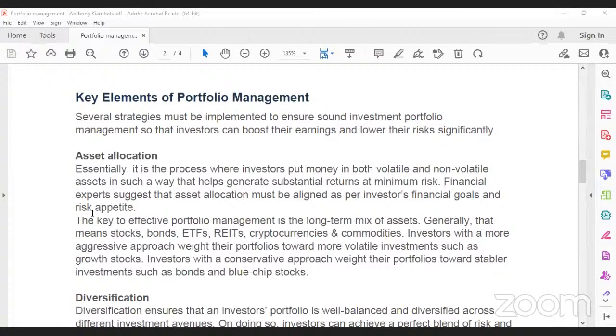Let's start with asset allocation. Asset allocation is essentially the process where investors put money in both volatile and non-volatile assets in such a way that helps generate substantial returns at minimal risk. The best way to do it is to align your asset allocation with your financial goals and your risk appetite. The key to effective portfolio management in the long term is a mix of assets. Generally that means having stocks, bonds, ETFs, REITs, cryptocurrencies, and commodities in your portfolio.